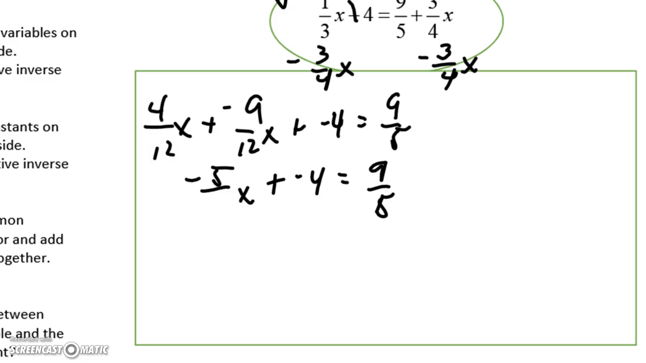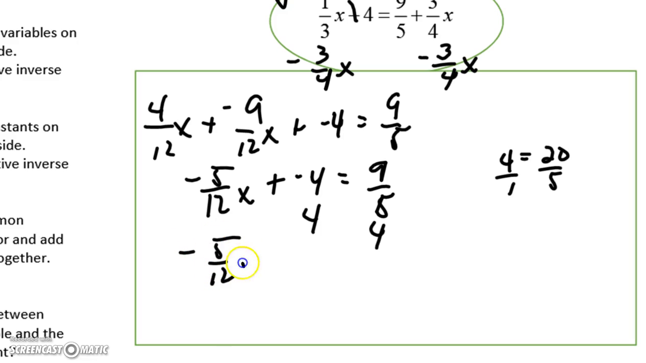I want to get my constants all on one side, so I would like to add the 4 to both sides. But remember, when I'm adding 4 to 9/5, I'm really adding 20/5. So I'm going to write down here over on the far side, 4 over 1 is the same thing as 20/5. Okay. So I have negative 5/12 x is equal to 9/5 plus 20/5, which is 29/5.